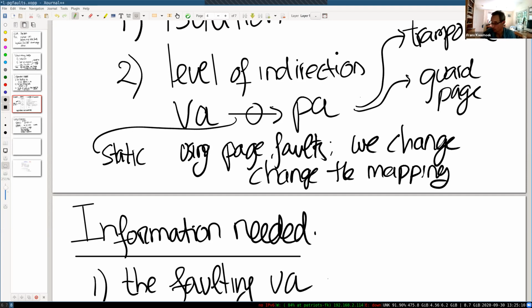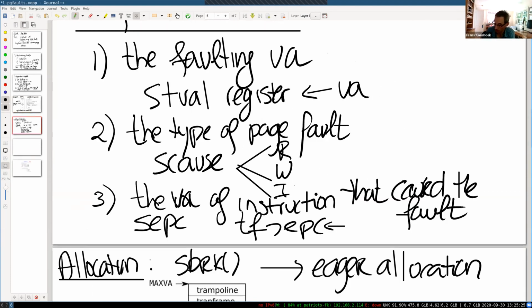Okay, there's a question in the chat: why is the condition that virtual addresses don't necessarily start at 0? Okay, because there's a question about this particular check here.